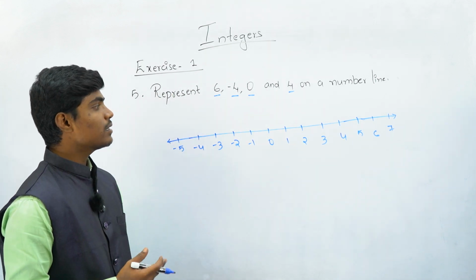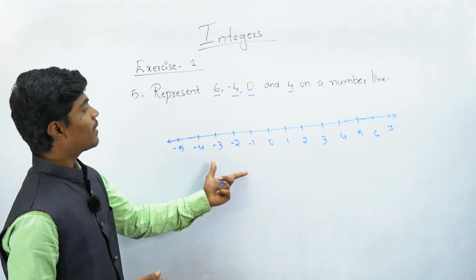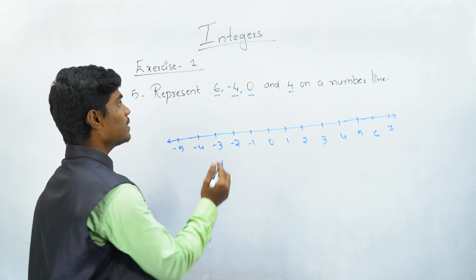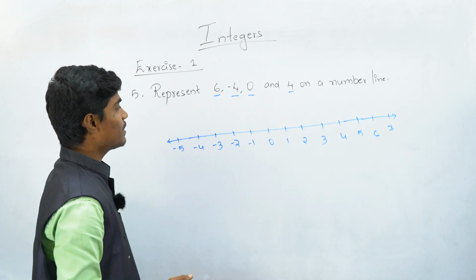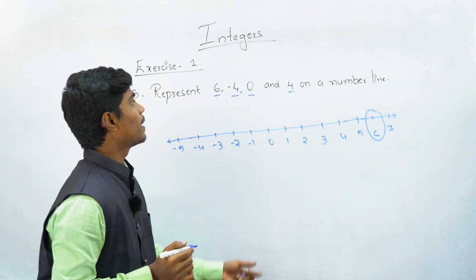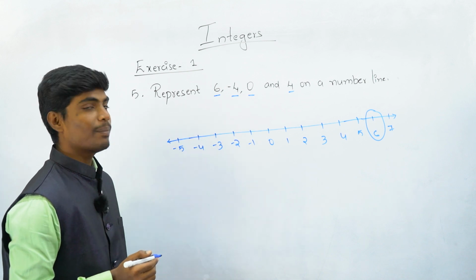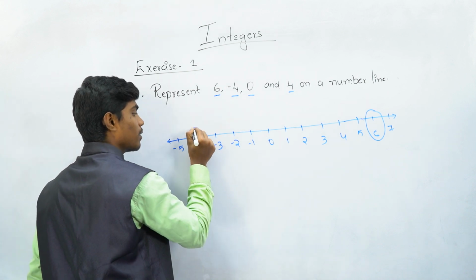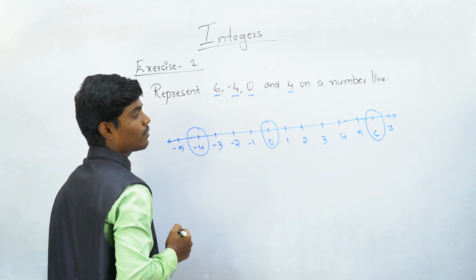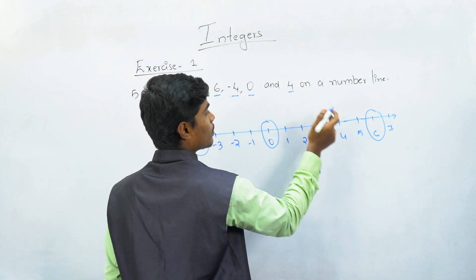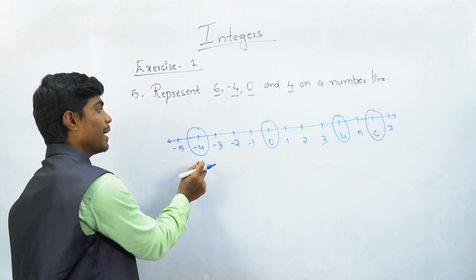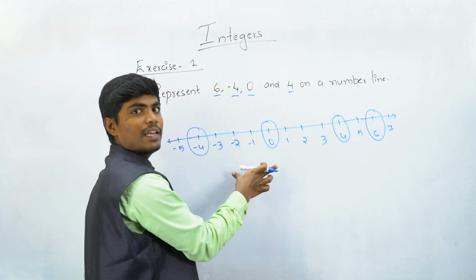Here, he asked us to plot or represent 6, minus 4, 0 and 4 on the number line. First, 6. Where do we have 6? Here. 6. Next, minus 4. Where do we have minus 4? Here. Minus 4. Next, 0. Next, 4. Here is the 4. We have represented minus 4, 0, 4, 6 on the number line.